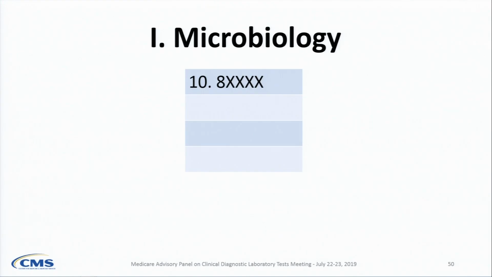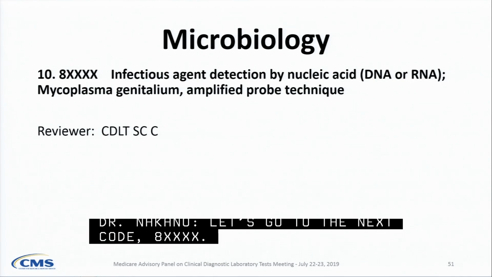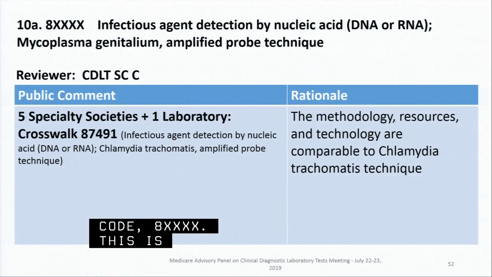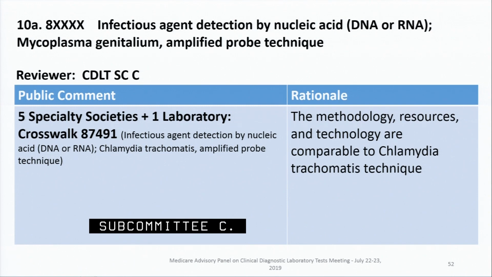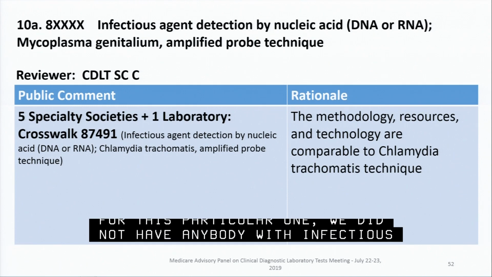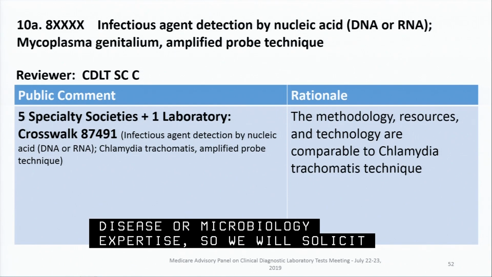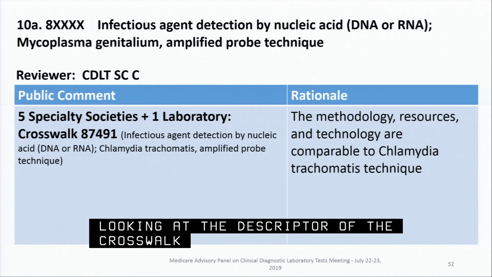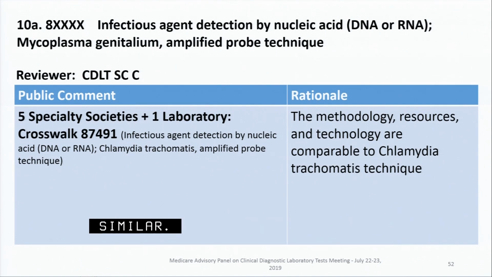Okay, let's go to the next code, 8XXXX. And this is an infectious diseases detection test. I'm going to turn this over to subcommittee C. Thanks, Karen. This is Bill Clark. So for this particular one, we didn't have anybody with infectious disease or microbiology expertise on this, so we are going to solicit some feedback from the other subcommittees. But our consensus based on looking at the descriptor was a crosswalk to 87491. That's a different organism, but the descriptor was very similar. The crosswalk is for chlamydia, and this is for Mycoplasma genitalium. So our proposal is crosswalk to 87491.